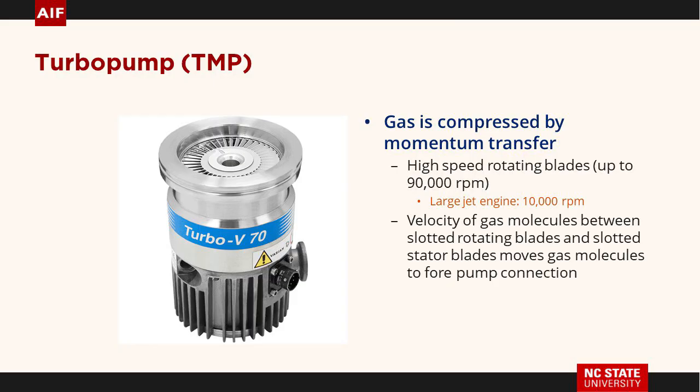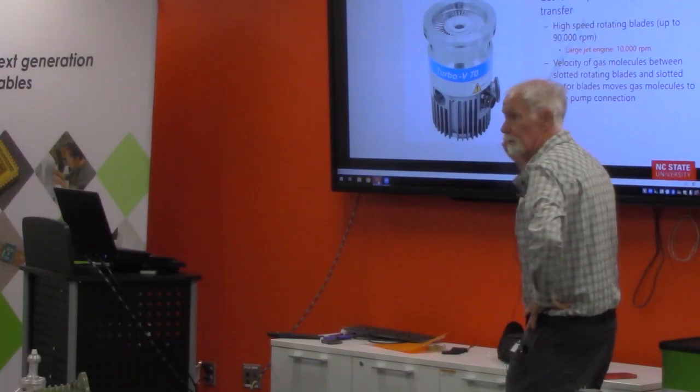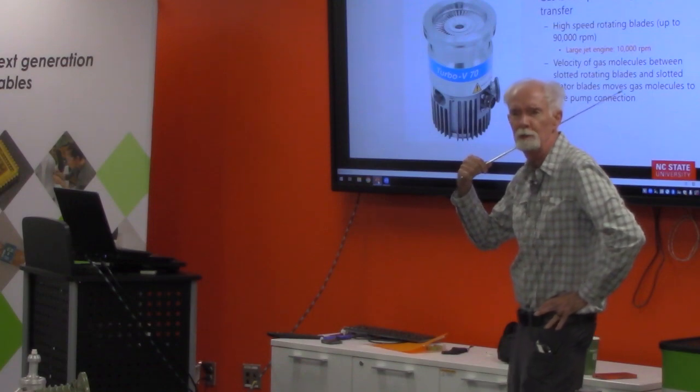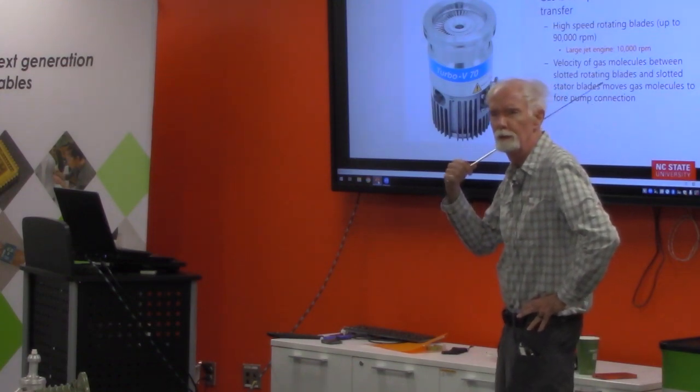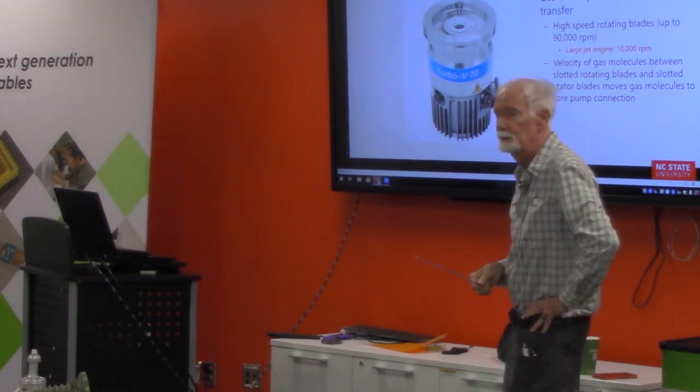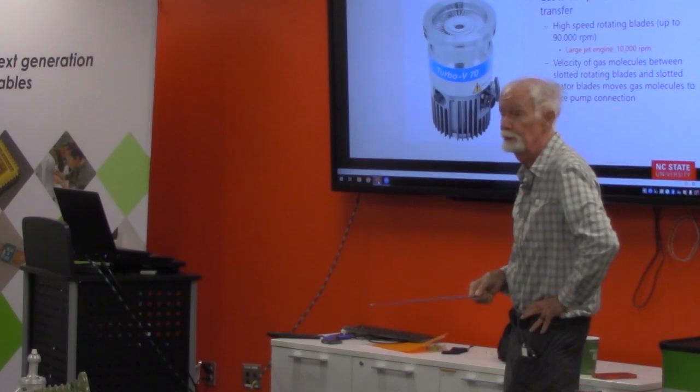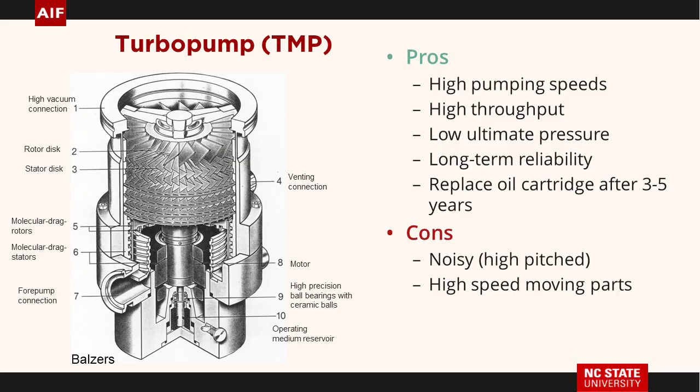Turbo pump, my favorite pump. It's a jet engine. You can go up to 90,000 RPM, and I think that's what the XPS ones are running at. The jet engine on your plane is about 10,000 RPM. It's much easier to show this video because that's actually a really good one that you found, Roberto.